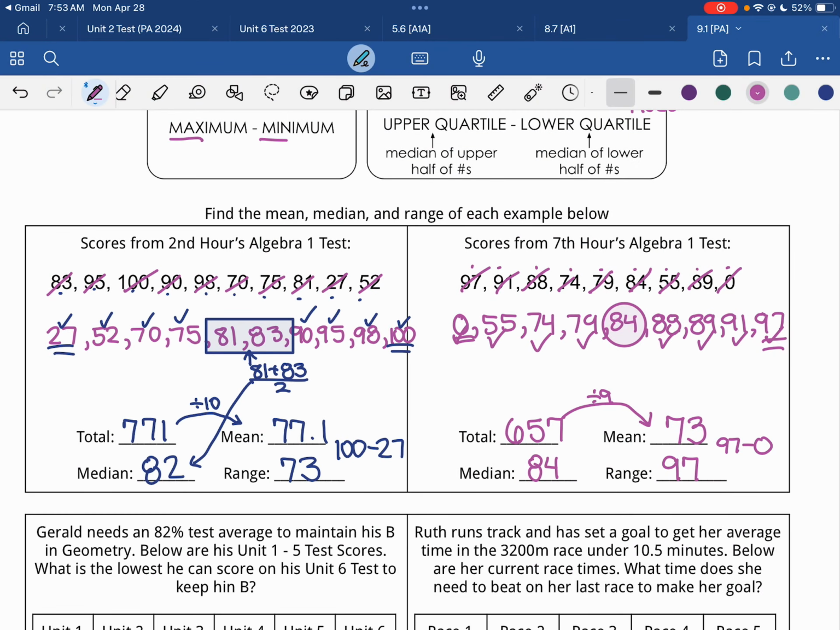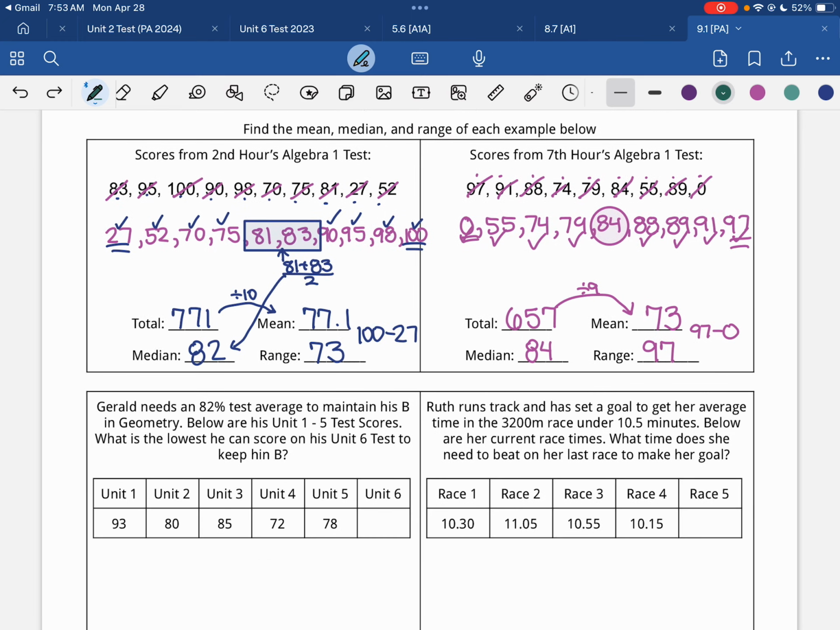Okay, so if I'm comparing these two classes, 2nd hour had a higher mean, but 7th hour had a higher median, and 7th hour had a bigger range. What that means is there were more scores, outliers, pulling the grades down than there were in 2nd hour. So 7th hour as a whole probably did better other than that one student who got a 0. Maybe they were just gone and didn't take it yet. Let's hope.